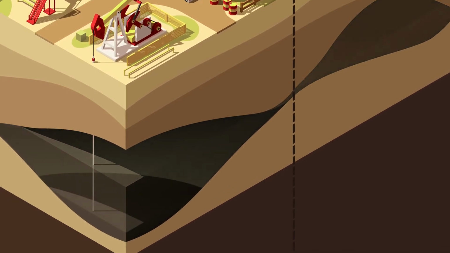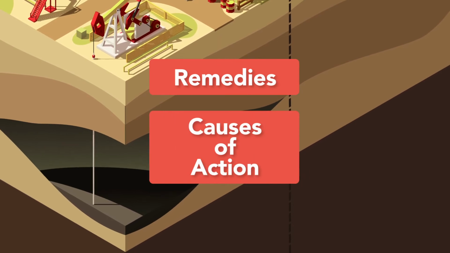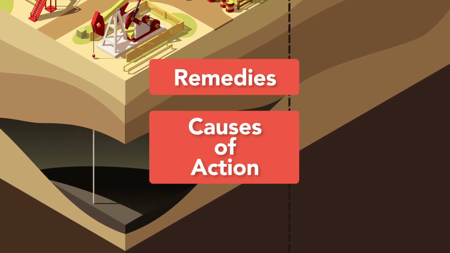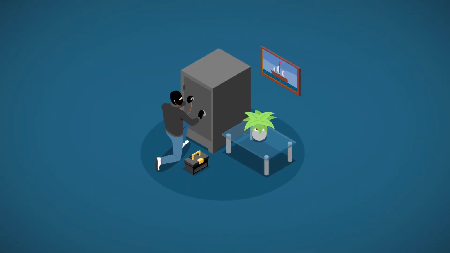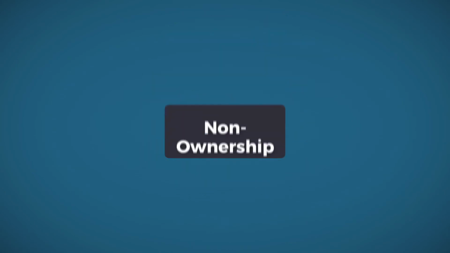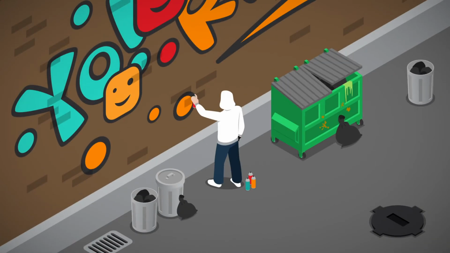As such, the practical differences are subtle and apply mainly to remedies and available causes of action. For example, a person who wrongfully harvests another's underground oil in an ownership in place state is more likely to be subject to a theft-related cause of action, while a similar defendant in a non-ownership state may be limited to causes of action relating to damage to the plaintiff's land.